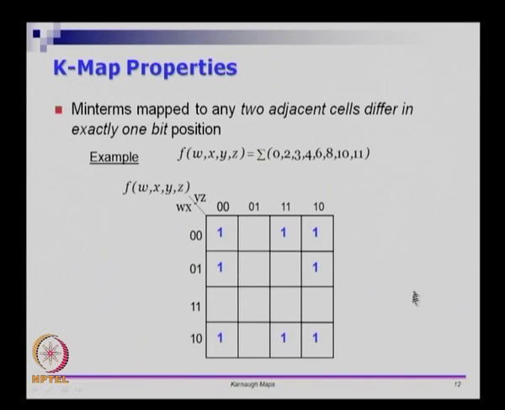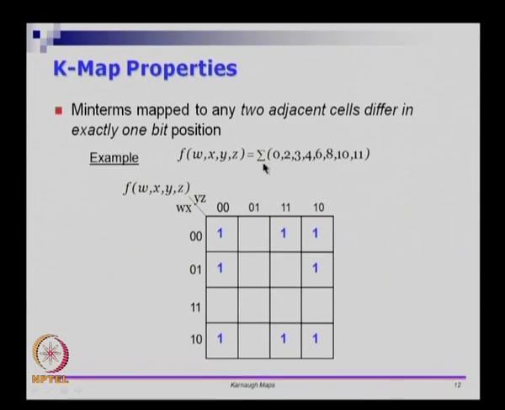Now, if I look at this table here, WXYZ is given as a sigma of 0, 2, 3, 4 up to 11. Let us see how this can be filled up. So, this is a canonical sum of products.